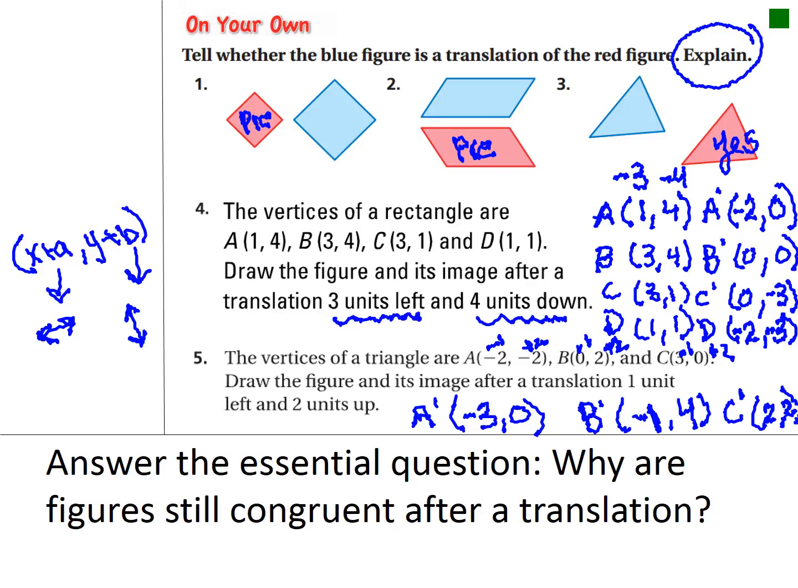All right, the last step you need to go through now for notes is answer this essential question. Please pause your video. If you don't remember what congruent is, look it up, pause your video, answer this question, and then move back onto Schoology and take your checkpoint.